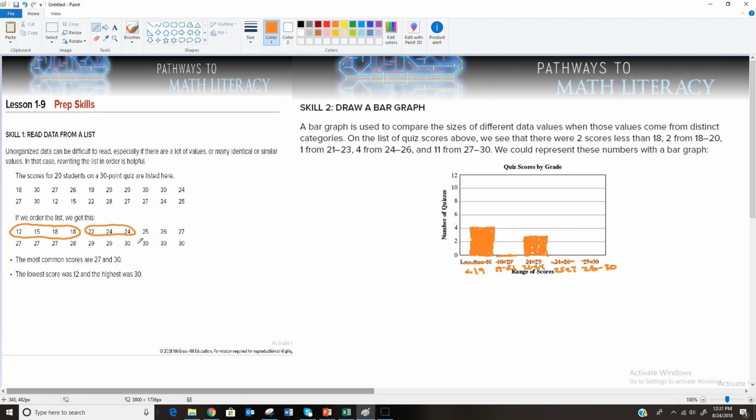And then 25 to 27 would be 25s, 26s, and 27s, and that would be these 3 in this row, and then these 3 in this row. So that's 6 values that are 25 to 27.